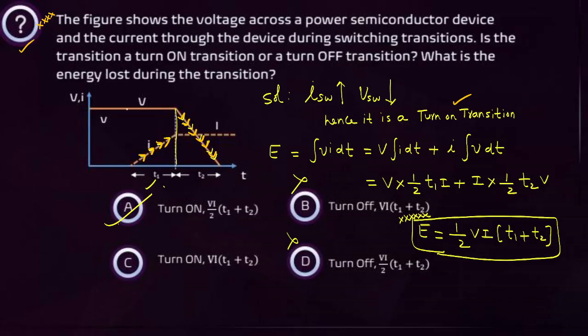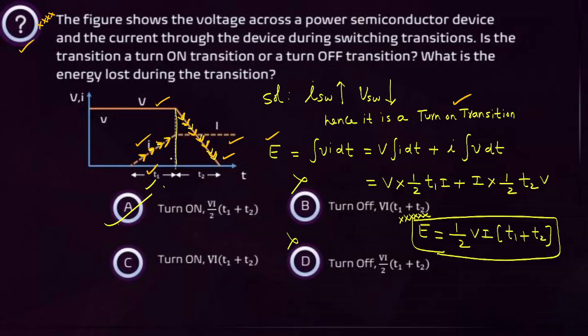But whatever the characteristics given here, if voltage is constant, current is changing. If current is constant, voltage is changing. But it is not linearly rising and linearly falling both at a time. That's why the formulas I derived previously don't apply here. You have to calculate separately. Then energy equals integral V i dt. This is the fundamental formula for energy loss.